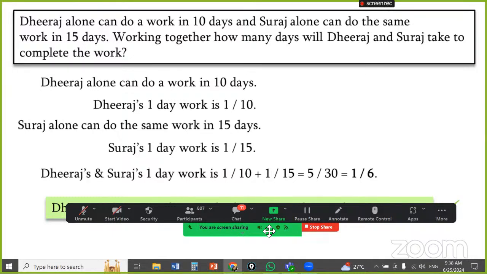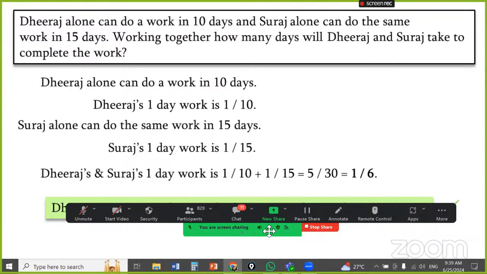This is the question. Just now we saw if the person is completing the work in 10 days, then 1 day's work will be considered as 1 by 10. And for Suresh, 1 day's work will be considered as 1 by 15. So we'll calculate in 1 day how much work both of them together will do. That's why we are adding 1 upon 10 and 1 upon 15. If we add, we get 5 by 30, that is 1 upon 6. So 1 upon 6 is the work done by both of them in 1 day. The number in the denominator is the total days. That's how we take that. So totally they'll complete the work in 6 days.